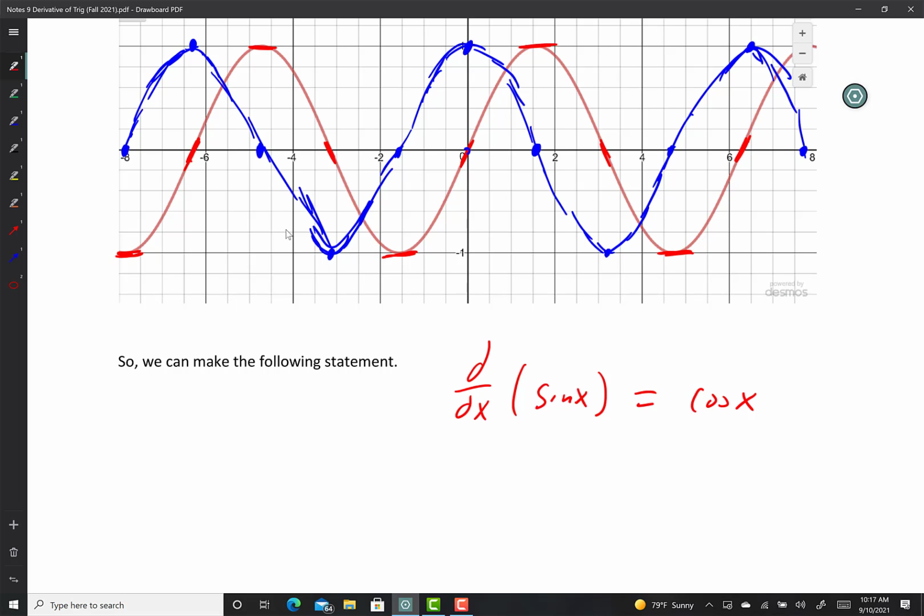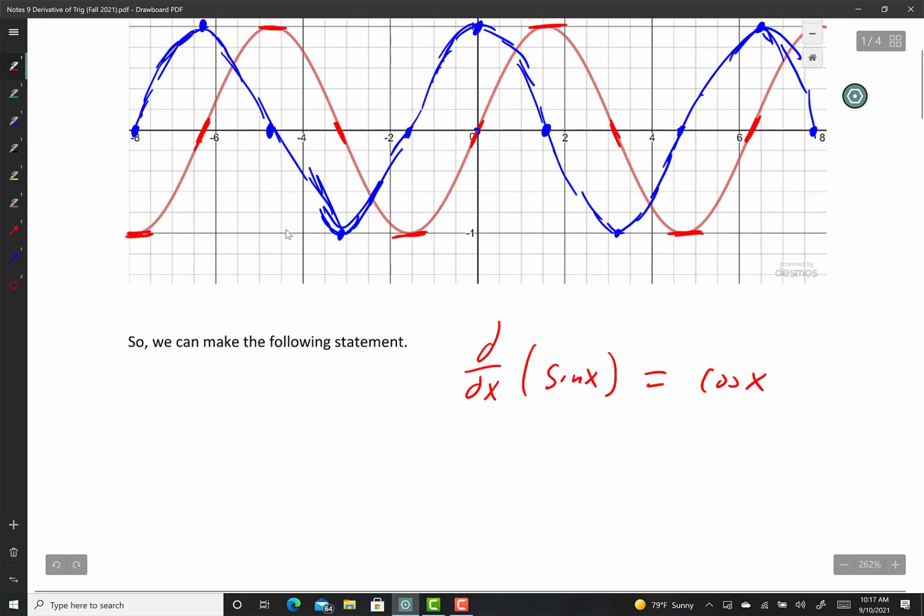Do you guys want me to do the limit process? I mean, it won't take too long, maybe a minute or two. But if you guys don't want to, that's fine. I think we should see it.